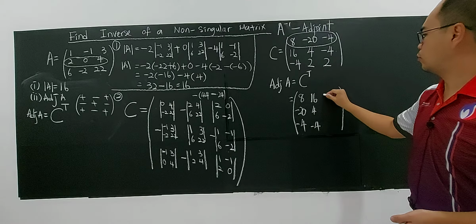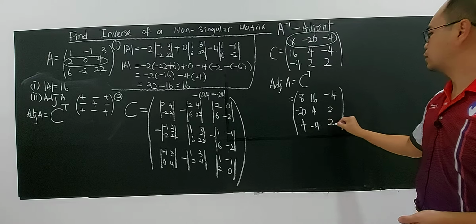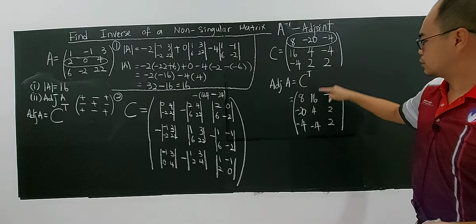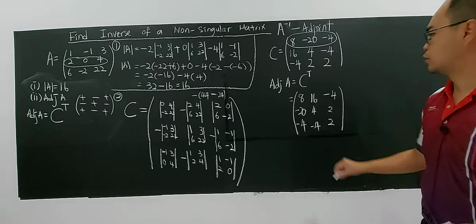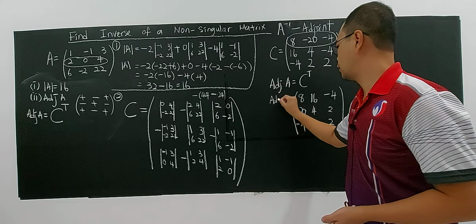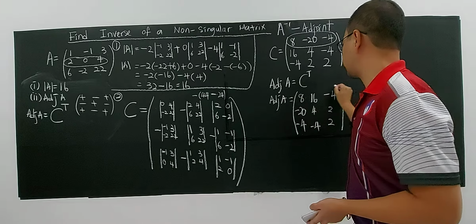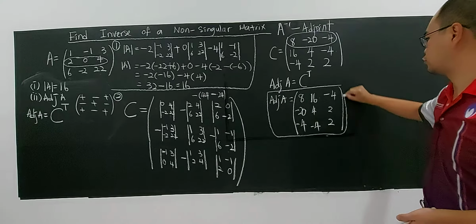And the third row becomes the third column. Right? Double check. 16, 4, negative 4. 8, negative 20, negative 4. So therefore, this is your adjoint matrix. This is your adjoint matrix.